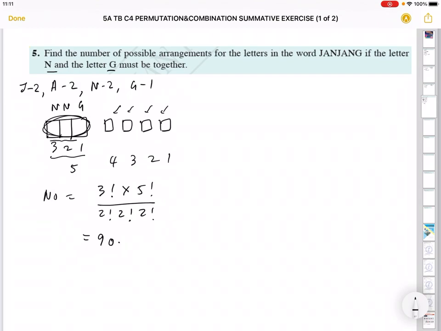So yeah, you may have to double check with your teachers in school. Yeah, I got 90. Answer from the textbook is 180. Okay, let's just move on.